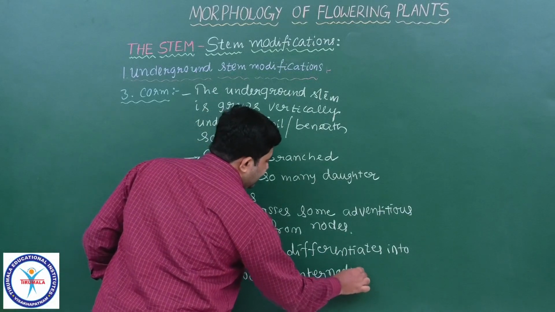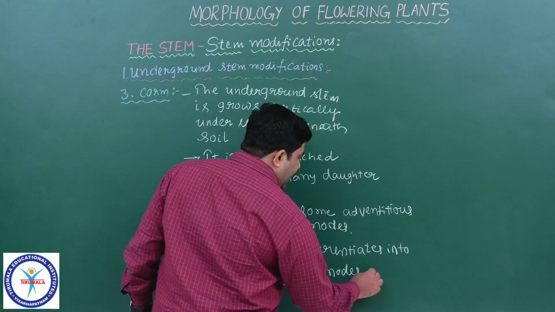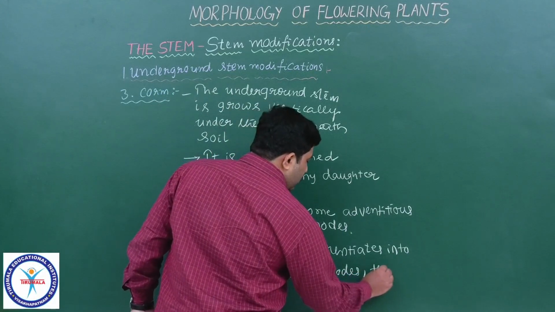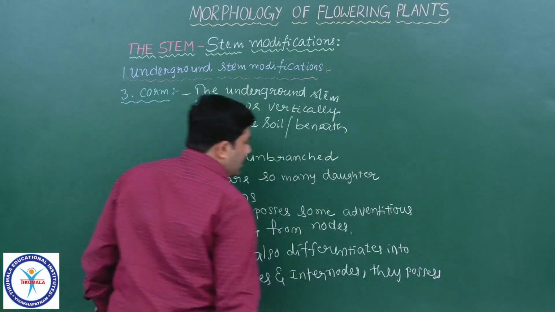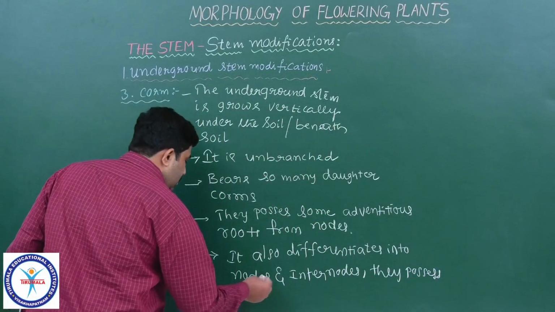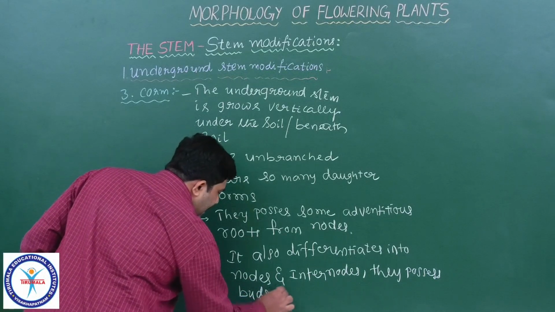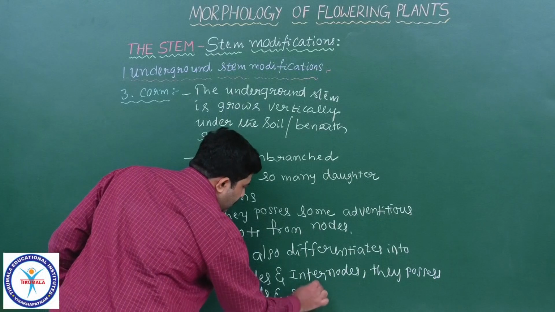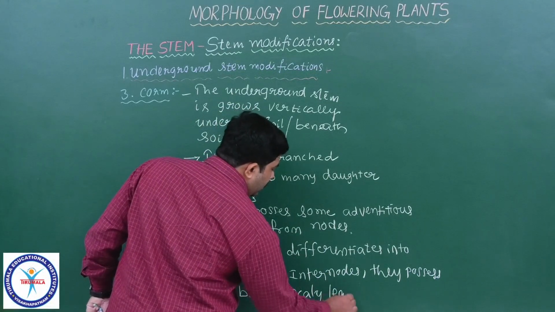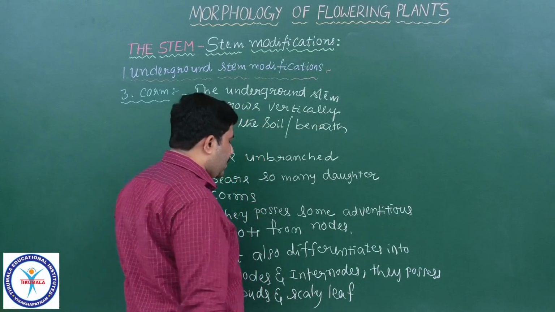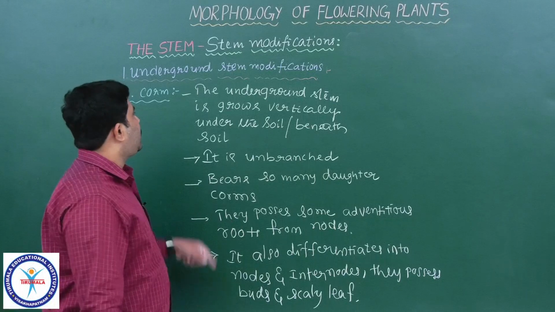In general, we see this differentiation just in the stem only, so nodes and internodes. They possess buds and scaly leaves. Wherever the bud is present, there we are expecting a scaly leaf. If it is a stem under the ground, the scaly leaf gives protection. So this is the information about corm.